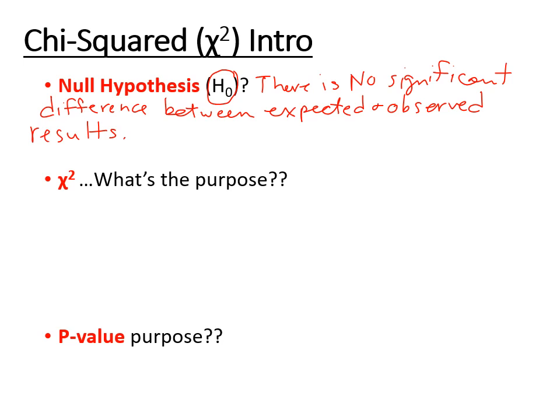Now, we're going to go through this when we do the practice problems, but I do want to point out an important point: when you see expected results for these crosses, how do you get what you're expecting? By doing Punnett squares, right? So you get expected from the Punnett squares that you know how to do.